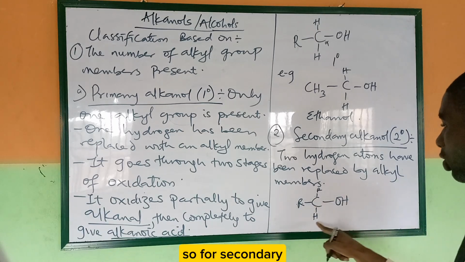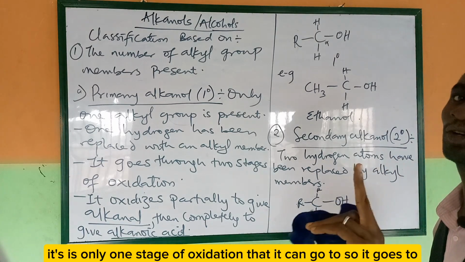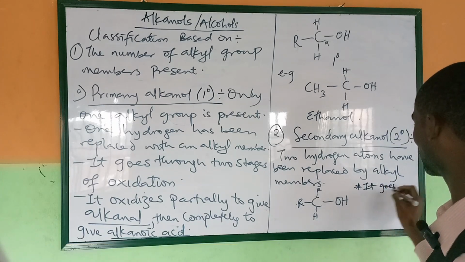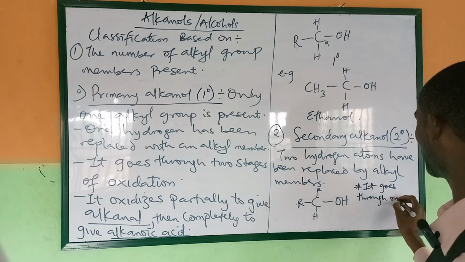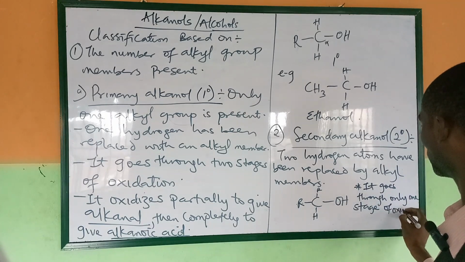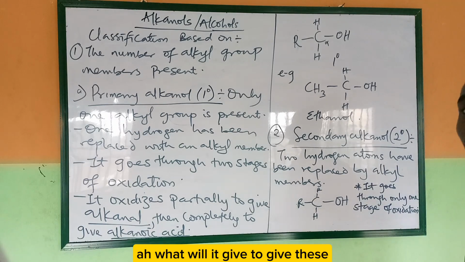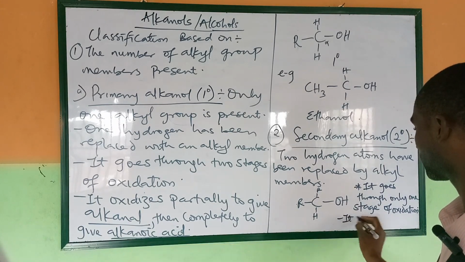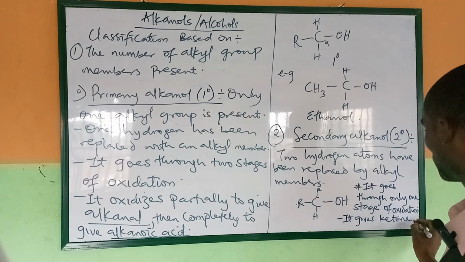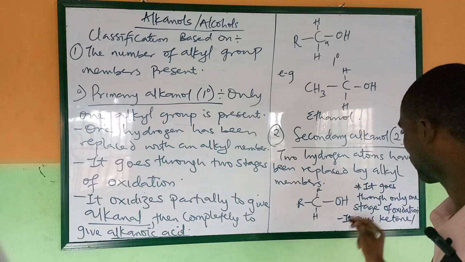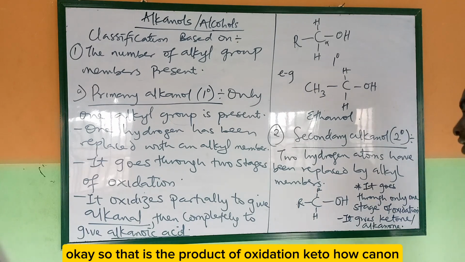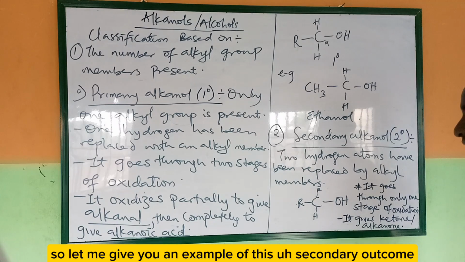So for secondary, it is only one stage of oxidation that it can go through. And what will it give? It gives a ketone, which you also call alkanone. So that is the product of oxidation, ketone, alkanone. Let me give you an example of this.